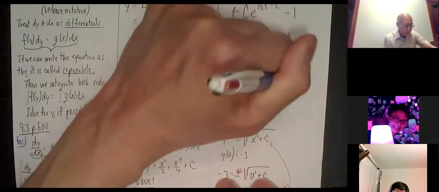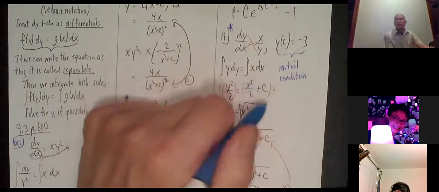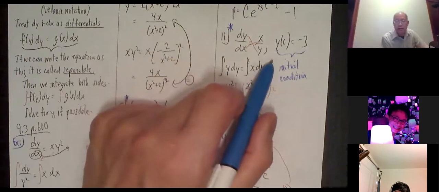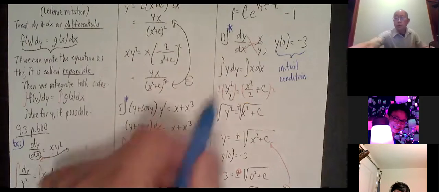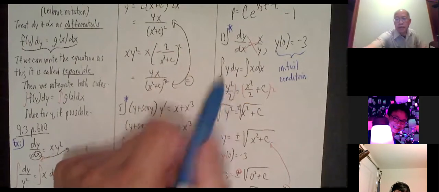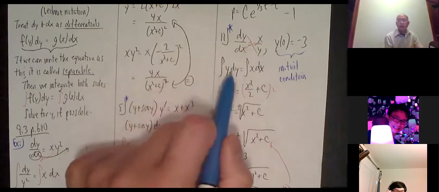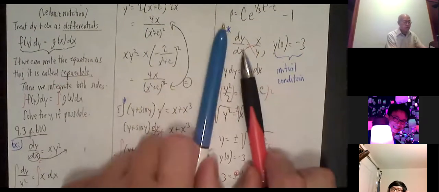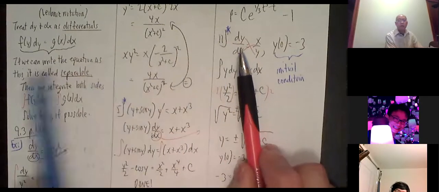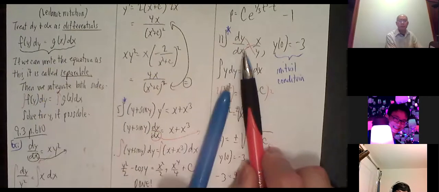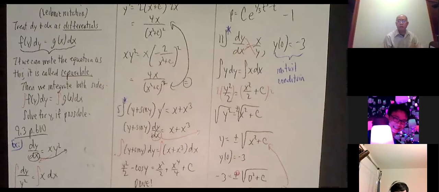Initial condition. That means my final answer should not have a plus c. I can figure out what the c is. Okay, the best way to do this is to cross multiply. That times that equals that times that. Very nice. y dy equals x dx. Before I integrate, cross multiply. y dy equals x dx. So I have a bunch of stuff with y dy equals a bunch of stuff with x dx. So I integrate both sides.